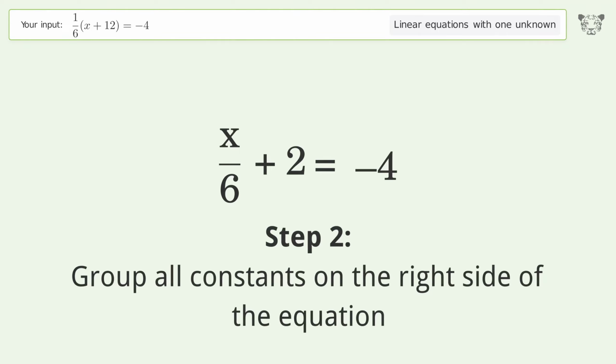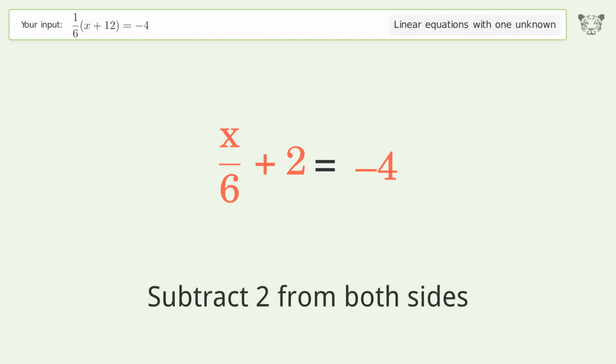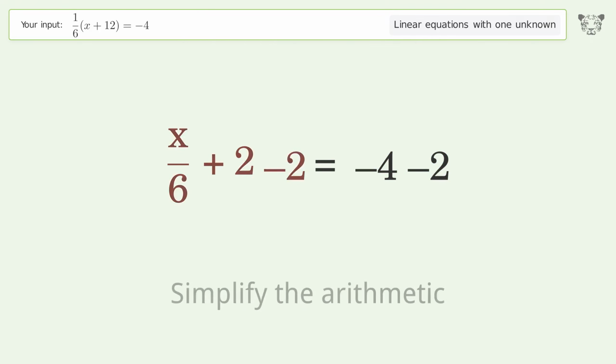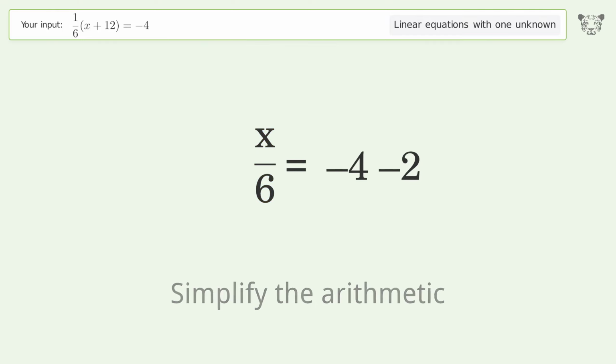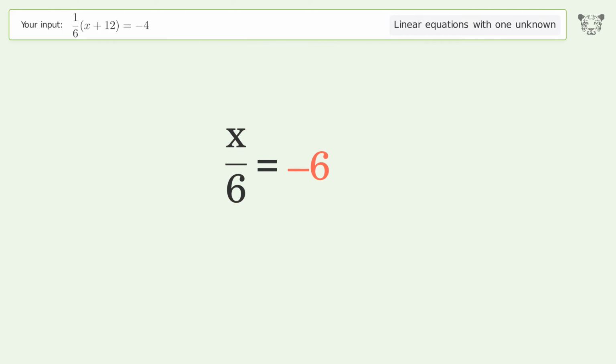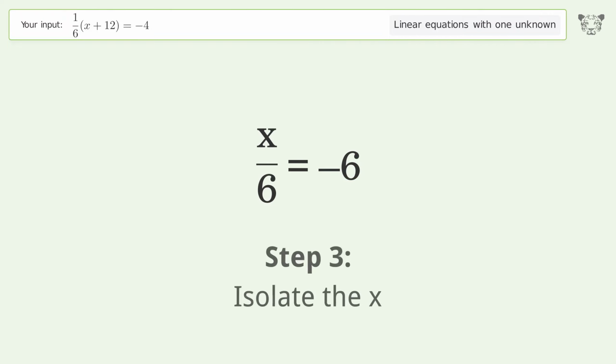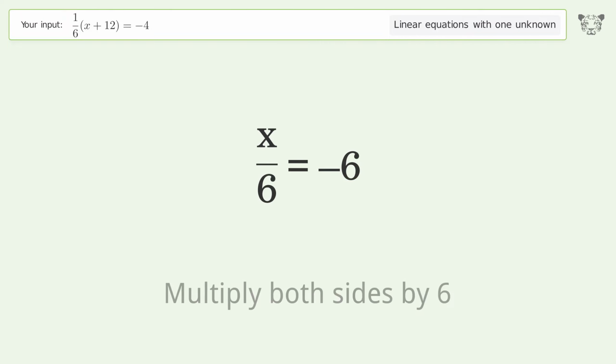Group all constants on the right side of the equation. Subtract 2 from both sides. Simplify the arithmetic. Isolate the x. Multiply both sides by 6.